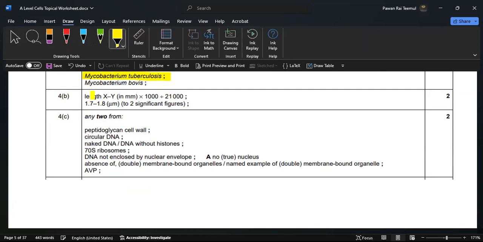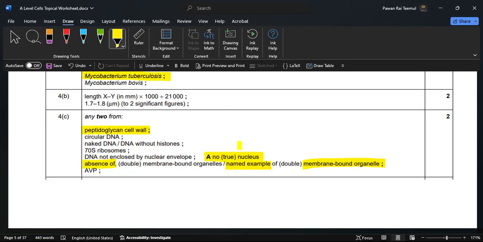Yeah, here we go. So Mycobacterium tuberculosis length. Any two from: they are accepting the peptidoglycan cell wall, and absence of a named example of a membrane-bound organelle. I gave an example, Golgi body, right? And they accept no true nucleus. Yeah, they're accepting it.